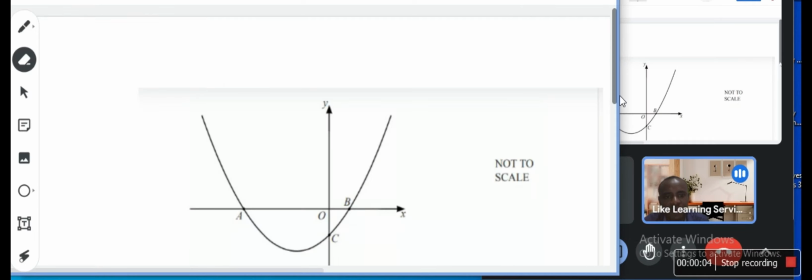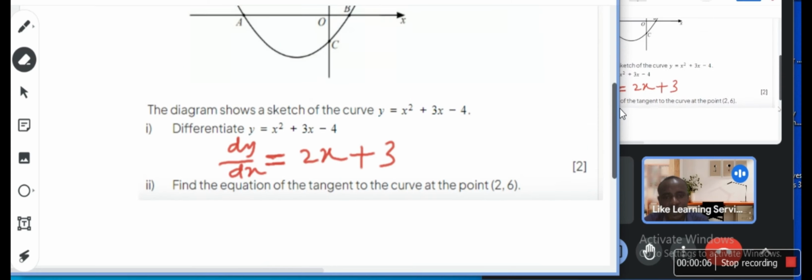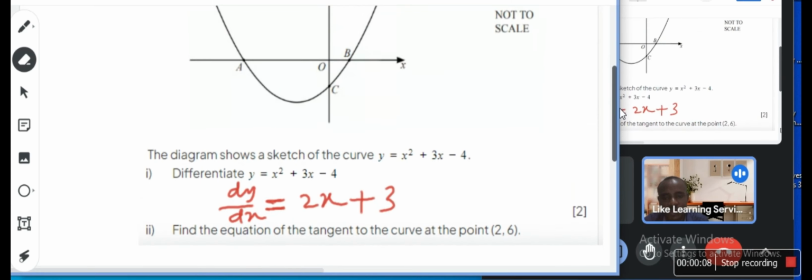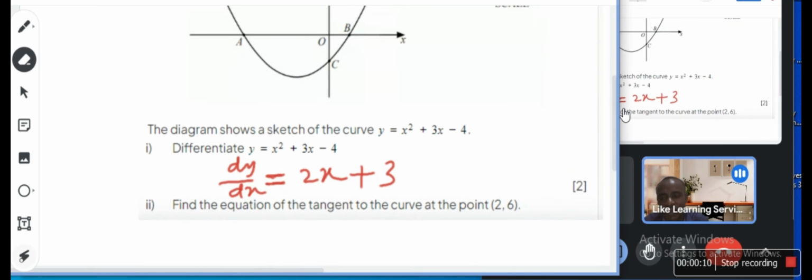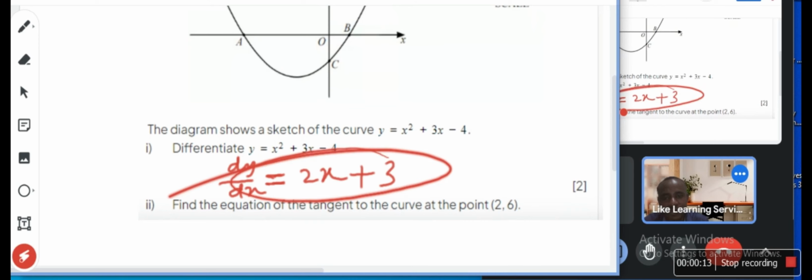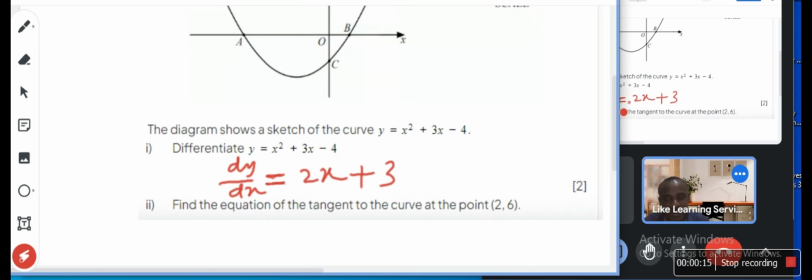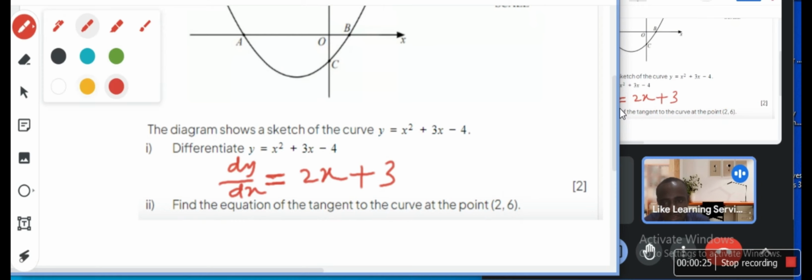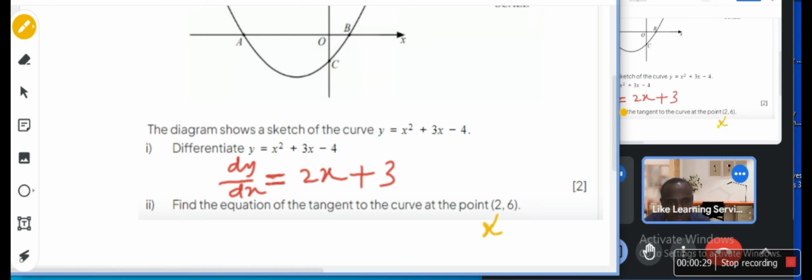So we have found the questions I copied are just very nice questions. They will explain all this very well. We have found the gradient to be this, 2x plus 3, right? Yes, sir. And then it says find the equation of the tangent at the point 2, 6. 2 is the value of x, is it not? 6 is the value of y. Do you know? Yes, sir.